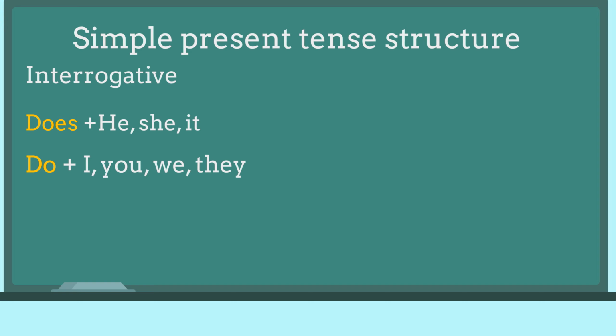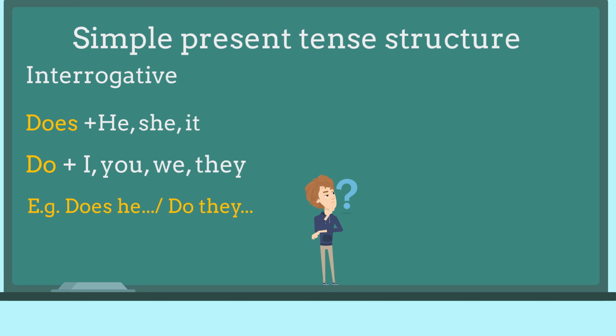For interrogative sentences, does is used before he, she, or it, and do is used before I, you, we, they, or other plural subjects. For example, does he or do they?